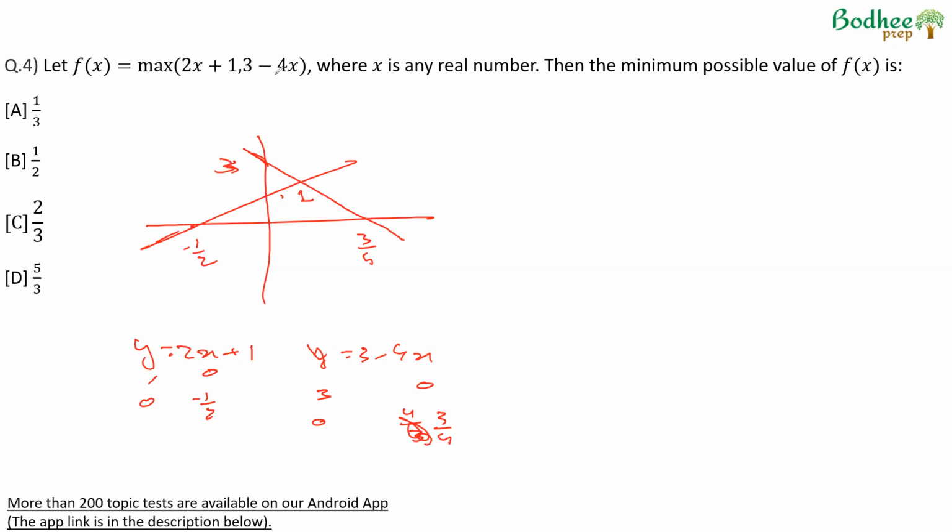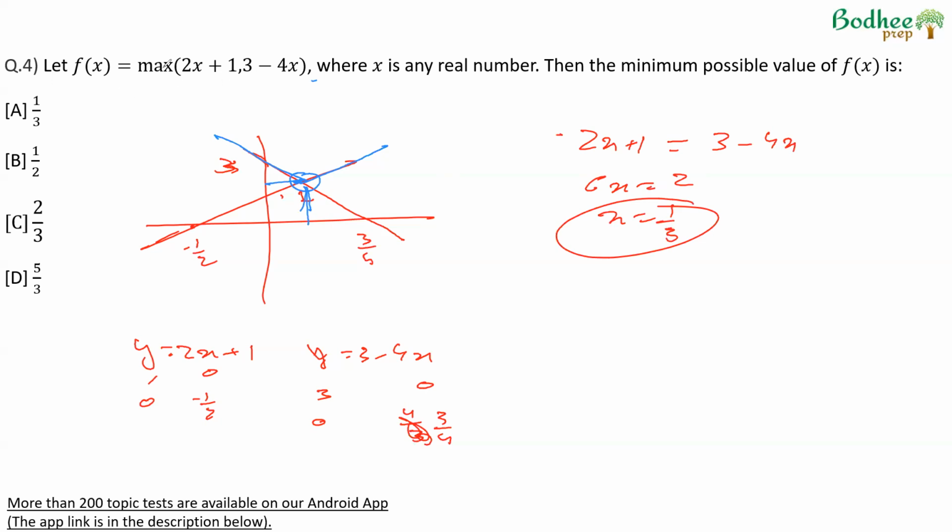If you're looking at f(x) as the maximum of the two values, out of these, the maximum happens till this point. From here, this curve becomes the maximum. The minimum possible value will be at the intersection point. We have to find the minimum possible value of f(x). So first of all, we find the value of x where the minimum happens, which is the intersection point of the two curves, which is 2x plus 1 is equal to 3 minus 4x, or 6x is equal to 2, x is equal to 1 by 3.